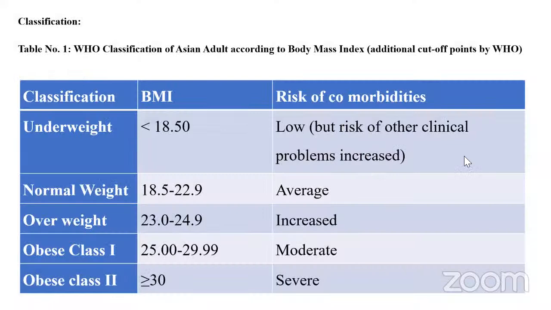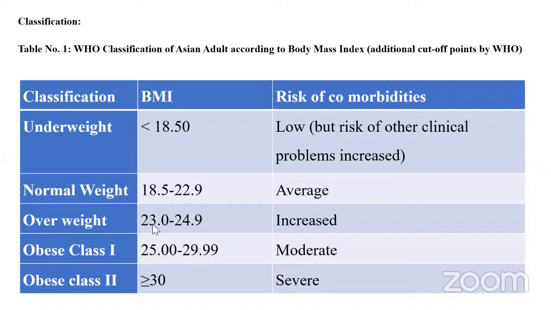Sorry, it was disconnected. I hope you are able to see the slide. So when BMI is between 18.5 and 22.9, that means the person's height and body weight are in proportion and he is a healthy person.